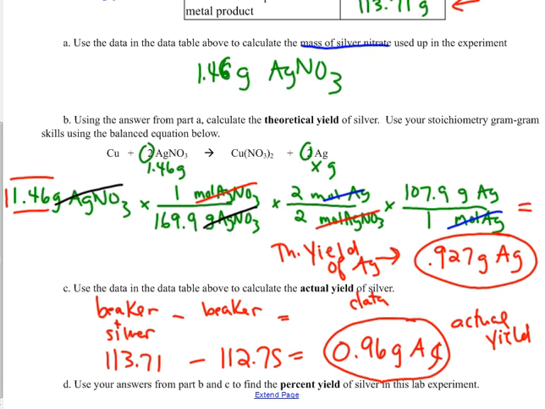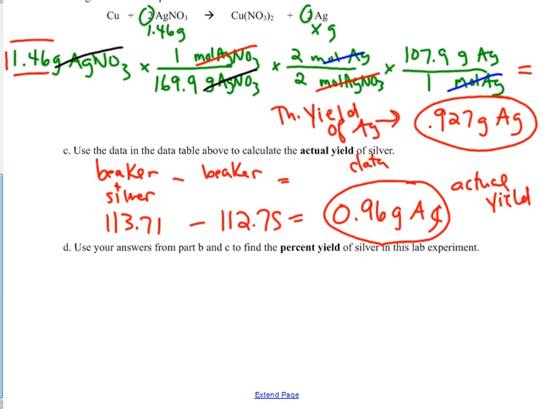All right, so now let's take these two numbers and figure out the percent yield of silver in this lab experiment. We will take our actual yield of 0.96 grams, and we will divide that by our theoretical yield of 0.927 grams, and we will multiply that by 100.